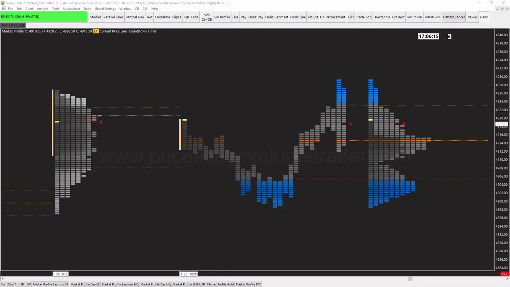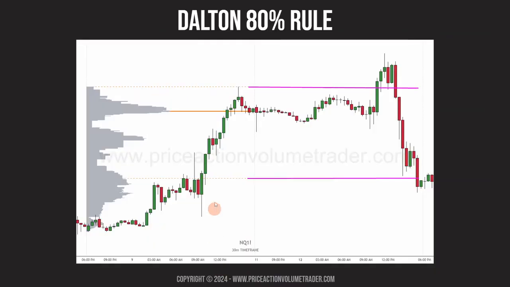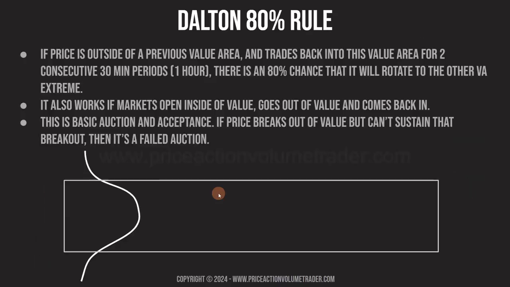Okay, so that in a nutshell is the Dalton 80% market profile rule, where if price finds two consecutive periods accepting within a previous value area, we expect it to go on to the next side.